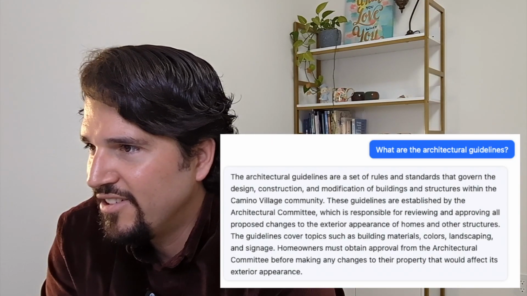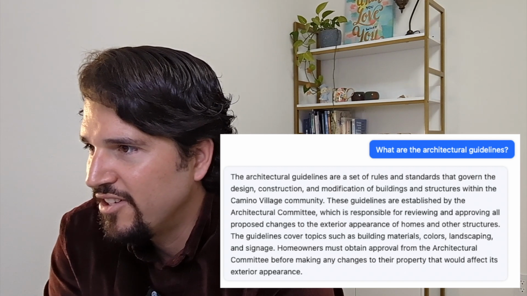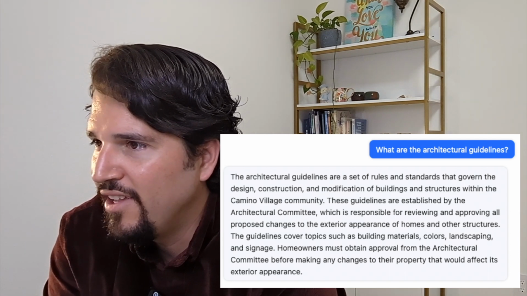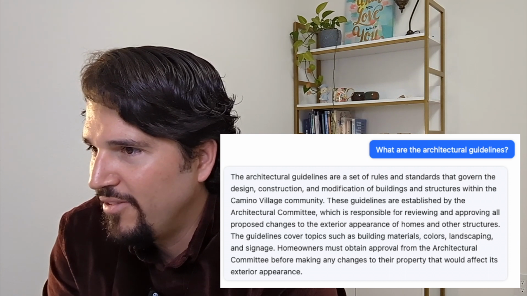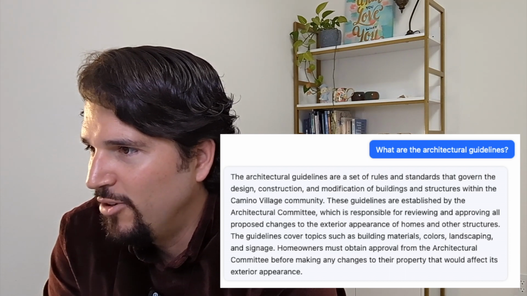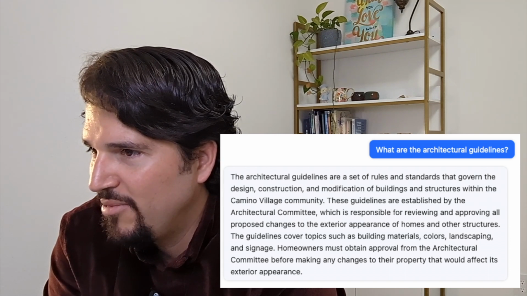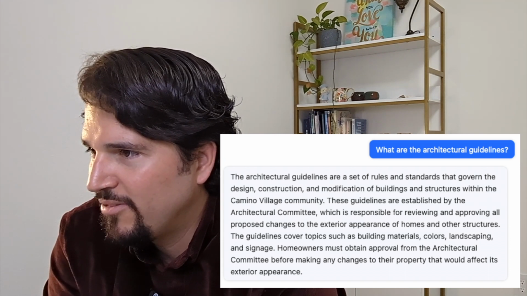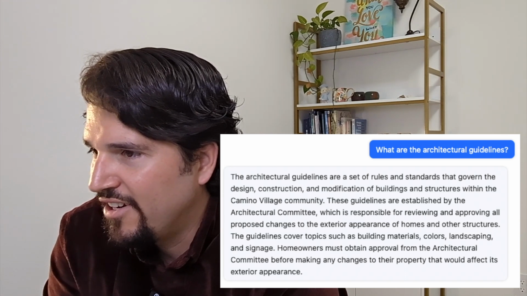The architectural guidelines are a set of rules and standards that govern the design, construction, and modification of buildings and structures within the Camino Village community. These guidelines are established by the Architectural Committee, which is responsible for reviewing and approving all proposed changes in the exterior appearance of homes and other structures. The guidelines cover topics such as building materials, colors, landscaping, and signage. Homeowners must obtain approval from architectural committees before making any change to their property that would affect its exterior appearance.